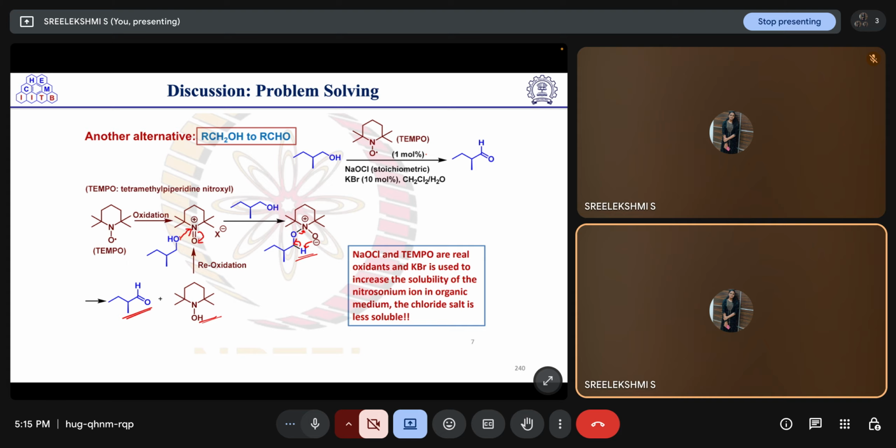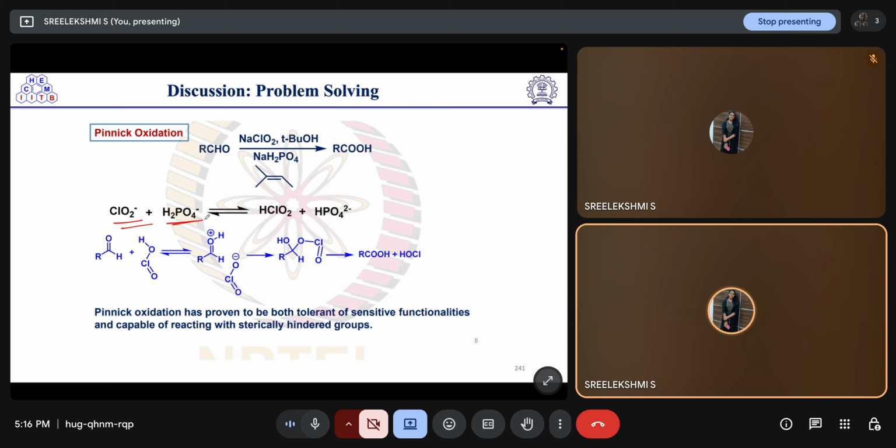Now, another oxidation, for the conversion of aldehyde into carboxylic acid, is Pinnick oxidation. So, in Pinnick oxidation, what is happening? We are using NaClO2, tertiary butanol, and NaH2PO4, and an alkene. Firstly, ClO2 minus and the dihydrogen phosphate H2PO4 minus will form HClO2 and HPO4 2 minus. This is the active species in the Pinnick oxidation.